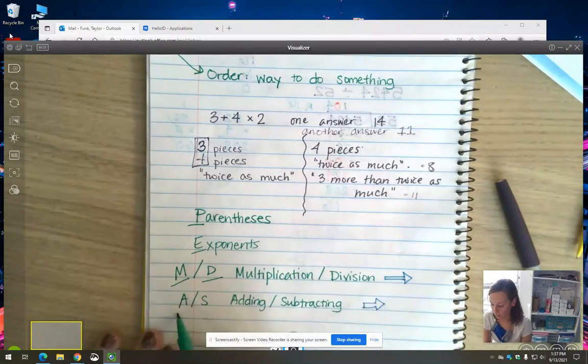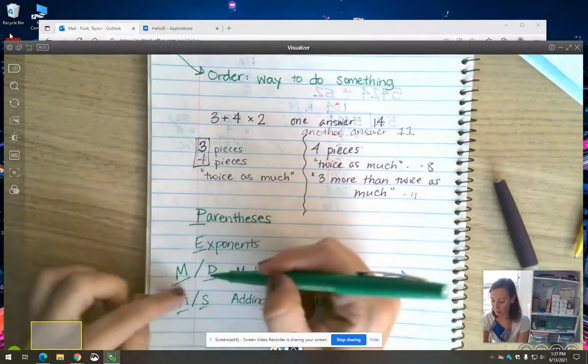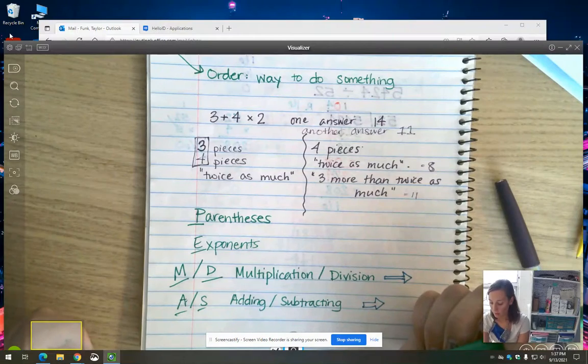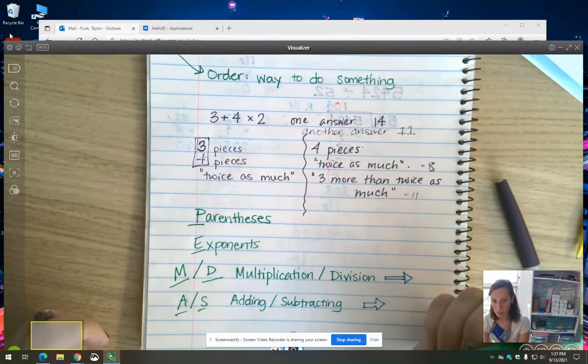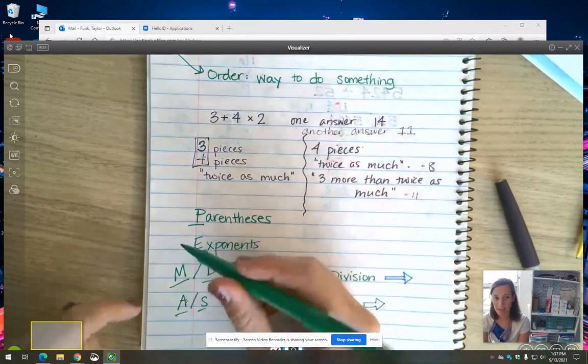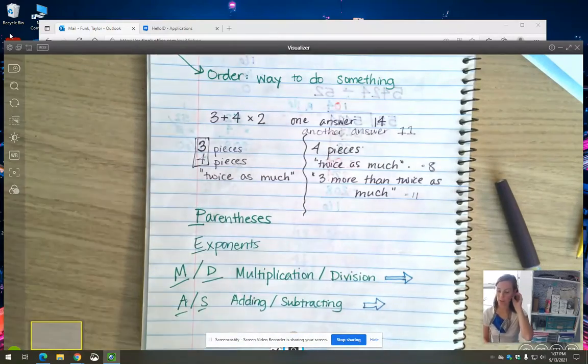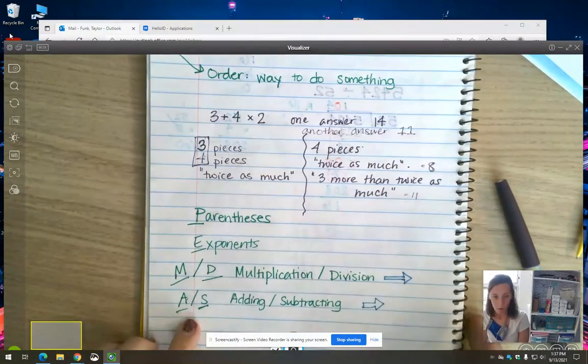One way that you hear people remember this is please excuse my dear Aunt Sally. I can't remember some of the other ones. I have kids make them up sometimes over the years, so I don't know what is in there.